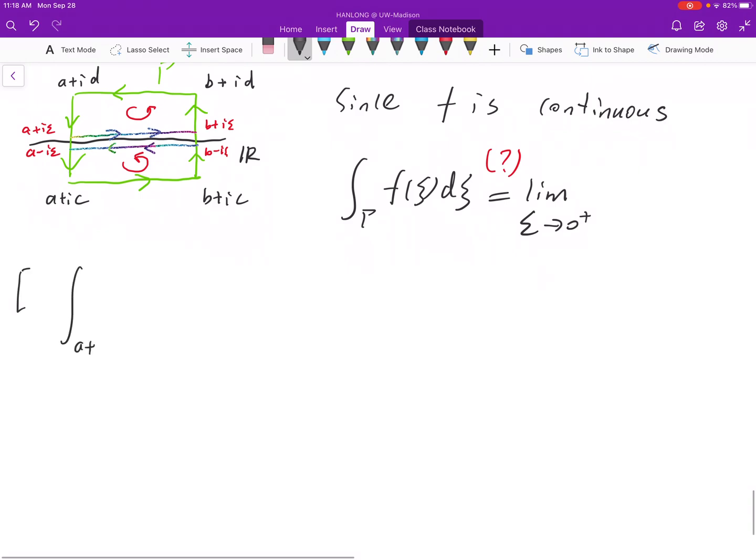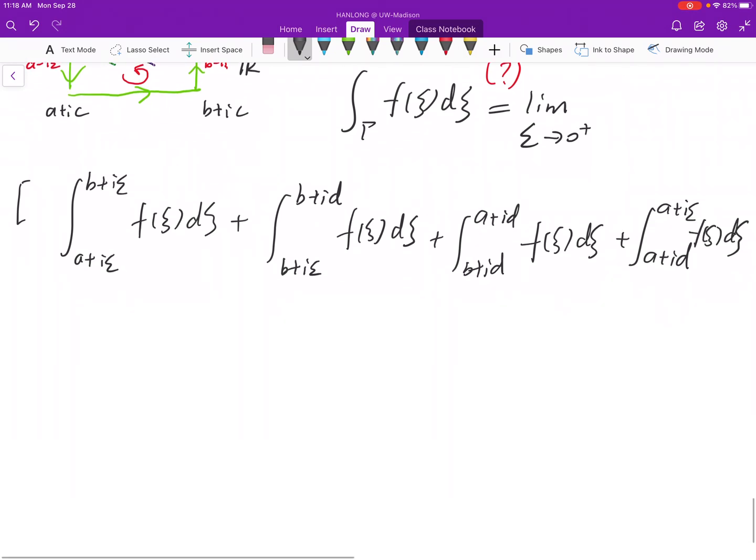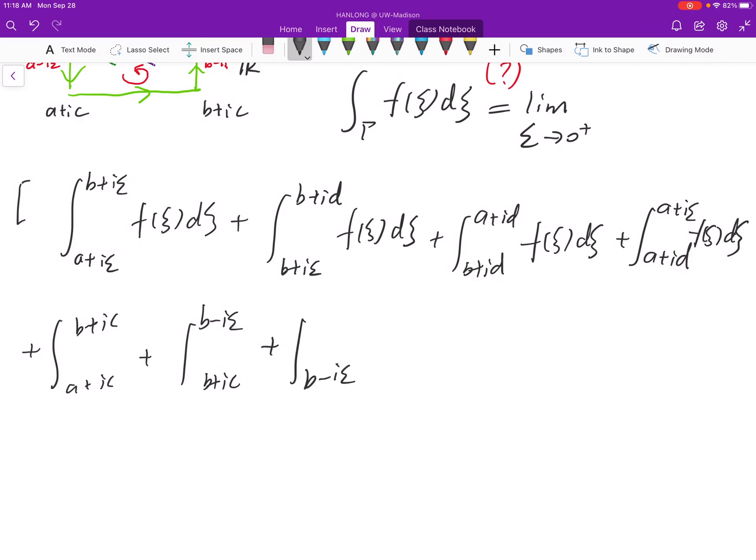The line integral from a + iε to b + iε of f(z) dz, plus from b + iε to b + id of f(z) dz, plus from b + id to a + id of f(z) dz, plus from a + id to a + iε of f(z) dz, and plus from a + ic to b + ic, then b + ic to b − iε, then b − iε to a − iε, plus a − iε to a + ic of f(z) dz.